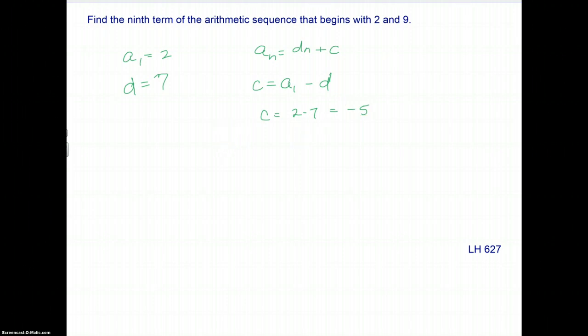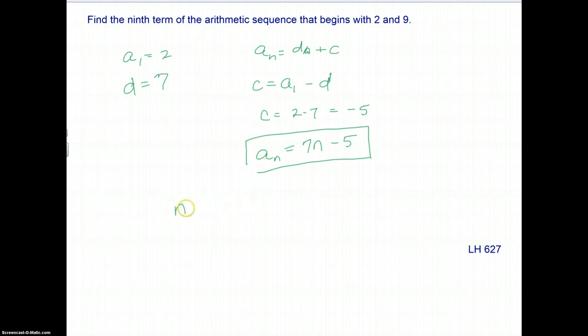So now we can plug in. We know that, actually, we don't need this in there. Our nth term is going to be d, which is 7n minus 5. Okay? So that is the formula for our sequence, and now we want the ninth term.